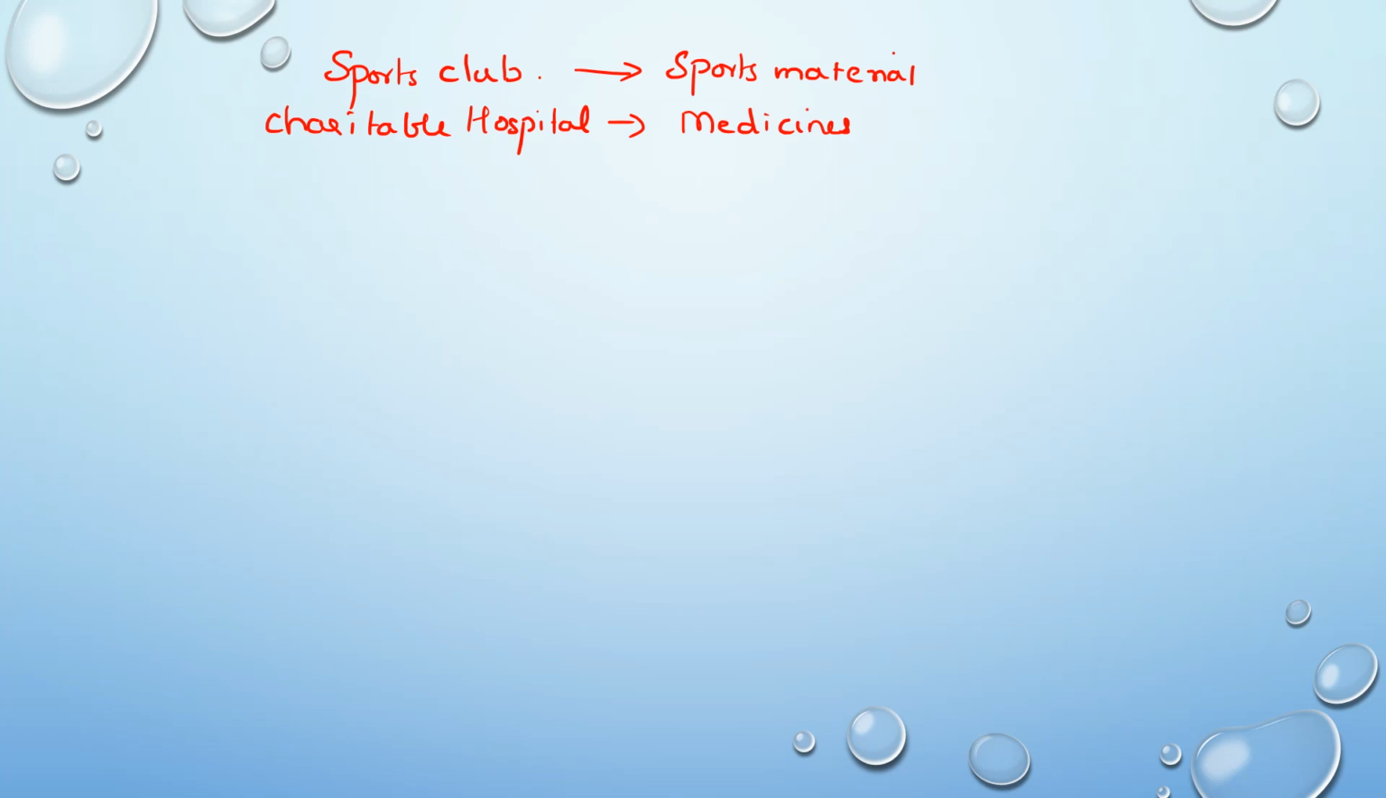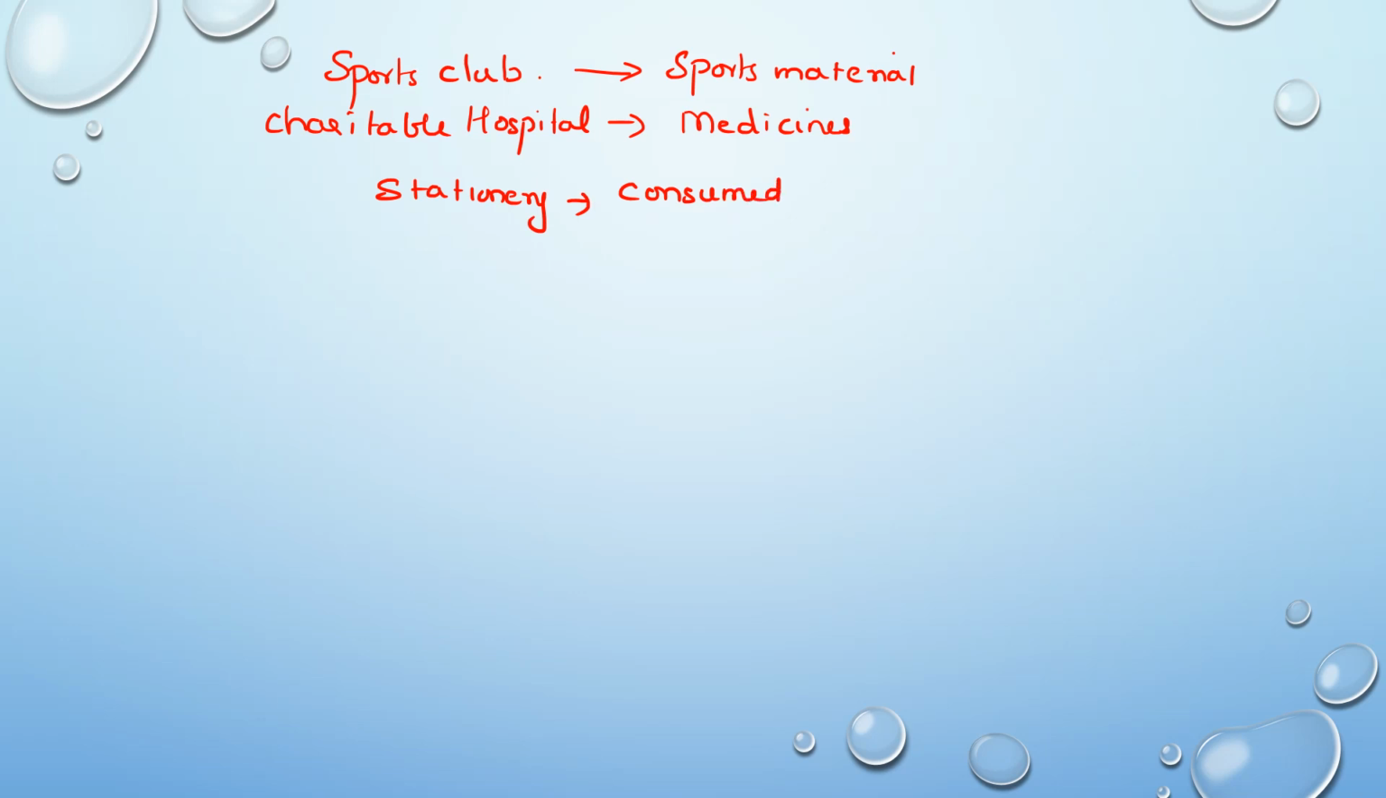Now you will be coming across such items in these types of organizations, and you will be required to calculate the amount of the sports material consumed during the year, or the medicines consumed during the year by a charitable hospital, which is to be debited to the income and expenditure. Further, these organizations could also have stationery which is being used by them. So you might have to compute the stationery consumed during the year.